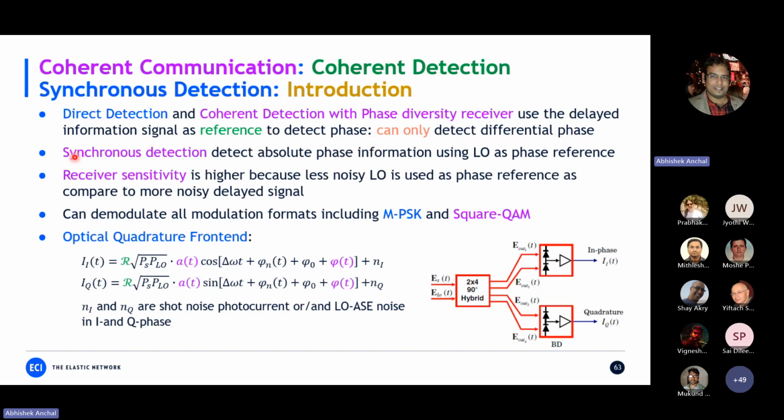And so we move to synchronous detection, which is based on the absolute phase information of the local oscillator. So it's less noisy, with high sensitivity again. And most important, it can detect the absolute phase. And we will see later on that it can demodulate the square QAM. So we are good to go, because it's going to demodulate most of the higher order modulation formats. Again, it has the same quadrature front end that we discussed.